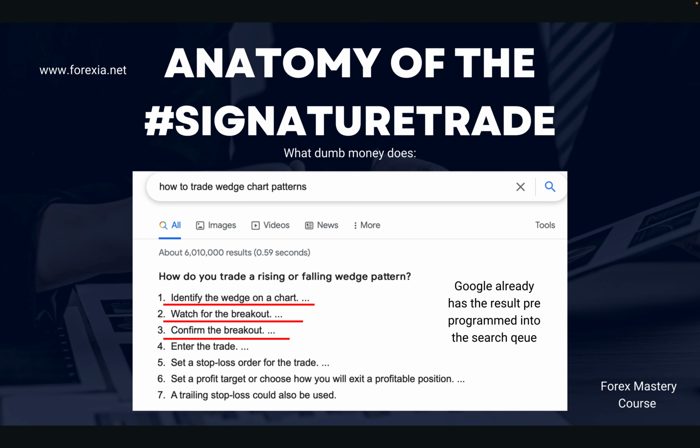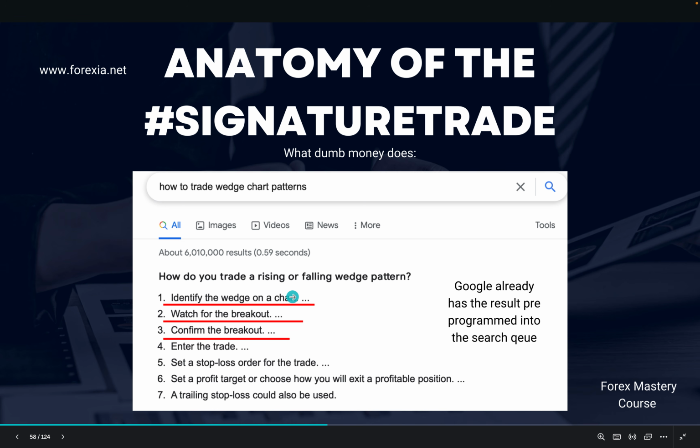There's so many different variations. There's ascending triangles, there's falling wedge, there's so many different variations. But if you look on Google and you just ask Google how to trade wedge patterns, how to trade triangle patterns, it will always give you the same answer. It's pre-programmed to give you the same answer because everybody believes that everybody trades the same way, basically. All the masses trade based on this way to trade.